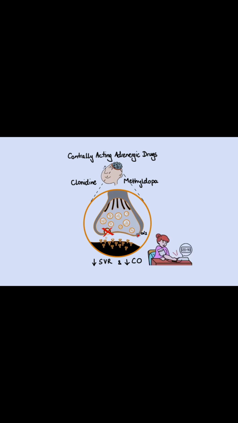Methyldopa, on the other hand, also lowers blood pressure through the same mechanism. However, unlike clonidine, it is not an agonist itself, so first it must be converted to its active metabolite called methylnorepinephrine.